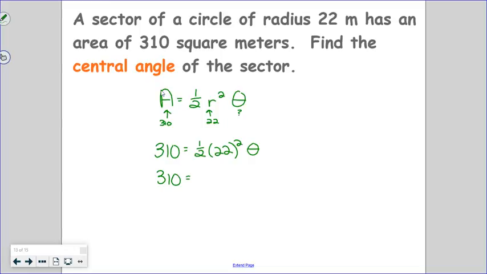Brogan, can you do that for me? 22 squared divided by 2. Okay, solve for theta. Michael, can you do the 310 divided by 242 for me?